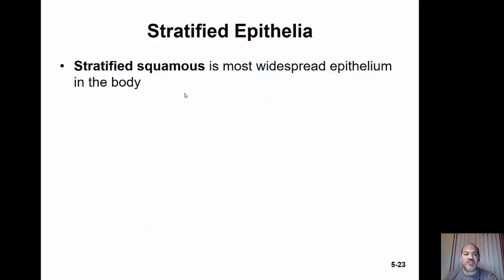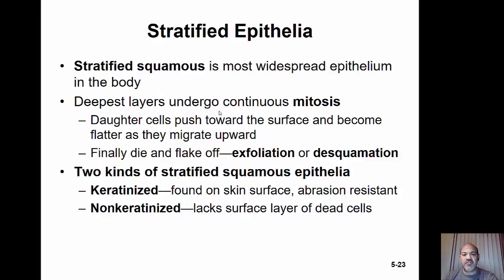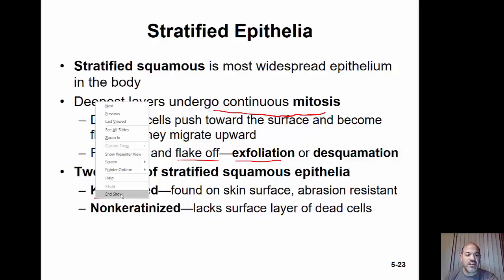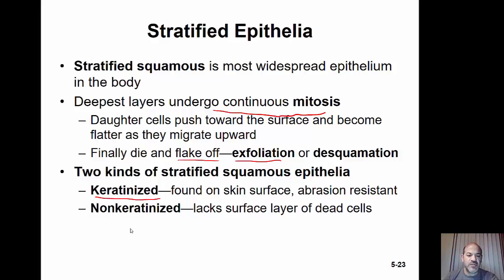So stratified squamous is the most widespread epithelium in the body. The deepest layers undergo continuous mitosis, so they're always dividing. And the daughter cells are going to push towards the surface and become flattened as they migrate outward. Finally, they'll die and flake off. They'll exfoliate, or another word for that is desquamation. And so there are going to be 2 kinds of stratified squamous epithelium: the keratinized one and the non-keratinized one. Keratinized is going to be found on the skin surface, abrasion resistant. Non-keratinized is going to lack a surface layer of dead cells.